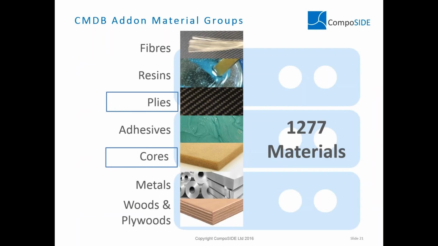So, let's talk numbers. CMDB 12 add-on, 1277 materials: fibers, resin, plies, adhesives, cores, metals, wood and plywoods. We'll focus on the plies and core in today's webinar, but these other material groups are there because we believe the designers and the composite designers really need to have access to the full range and potential that the industry offers.